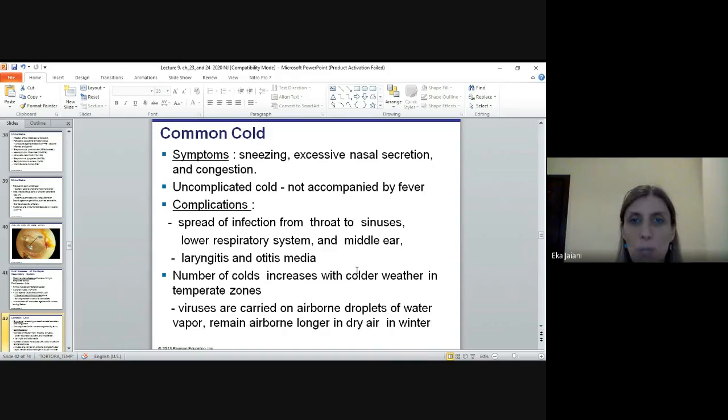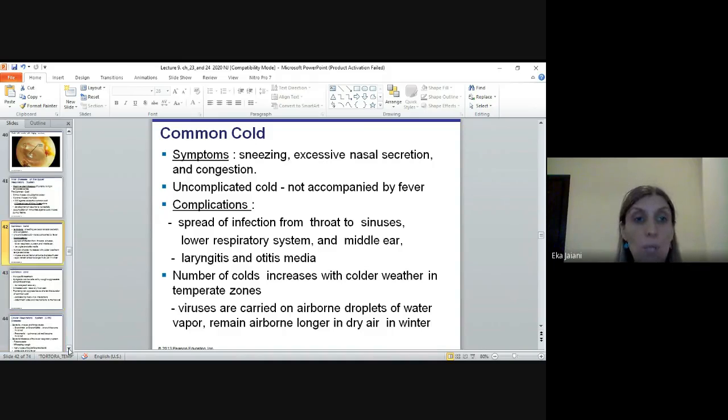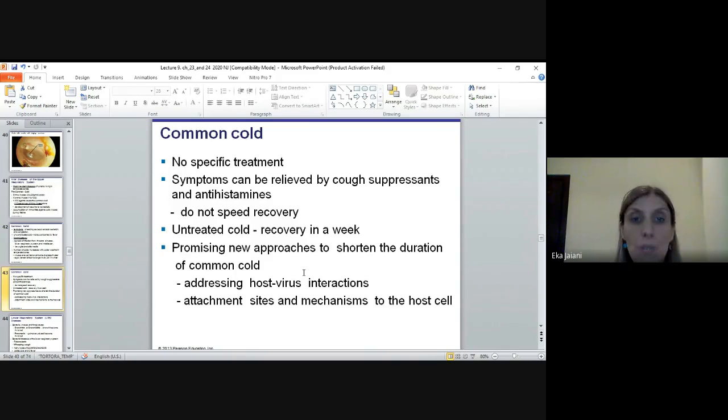So symptoms, you know what they are, and common colds are transmitted through respiratory droplets. And in some cases, for example, respiratory syncytial virus or parainfluenza, some viruses can lead to complications like otitis media, and can lead to pneumonia or bronchitis. So they can move to the lower respiratory tract, especially in children. So we use symptomatic treatment, and the recovery is within a few days.